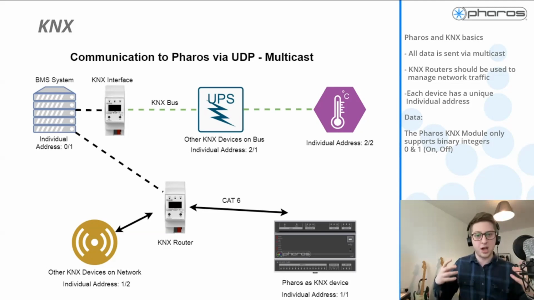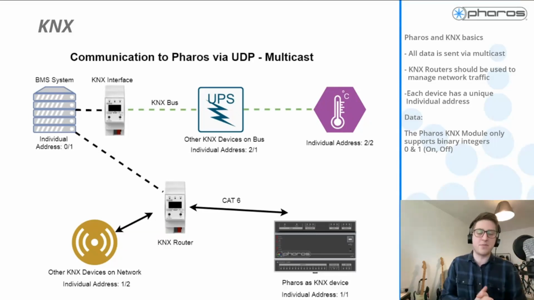KNX works using multicast, meaning that a message is sent out on a multicast stream. Any device sitting on that multicast stream will listen out for any commands that are sent out on that stream. So with Pharos set up in this way, you'll need to assign it an individual address. In fact, every KNX device will need an individual address, so that it knows that the commands being sent out from the building management system are indeed for itself, by matching that individual address with the individual address that has been sent in the command.